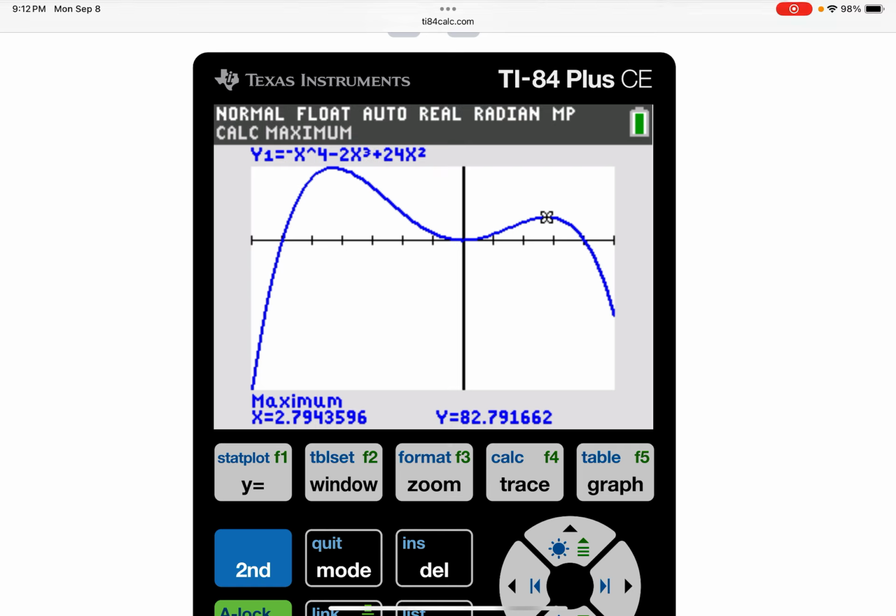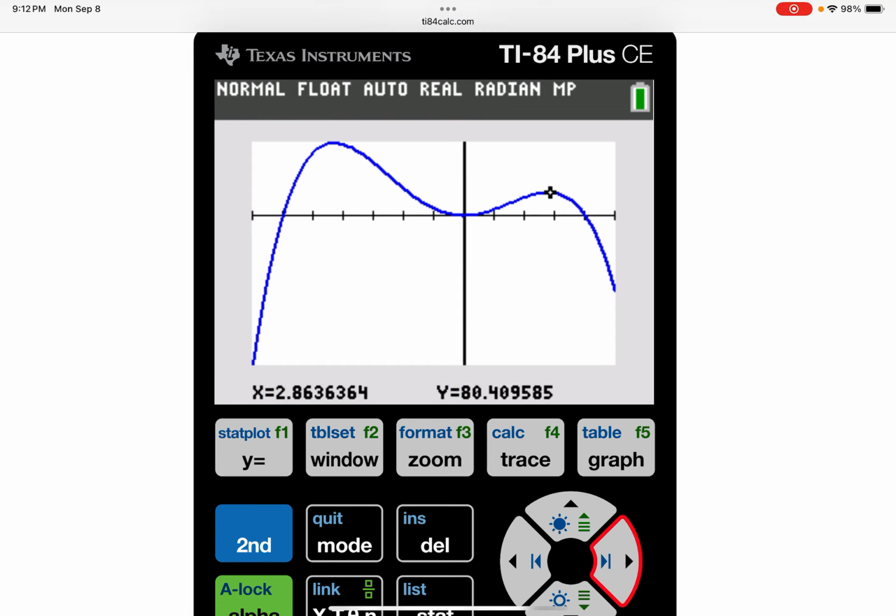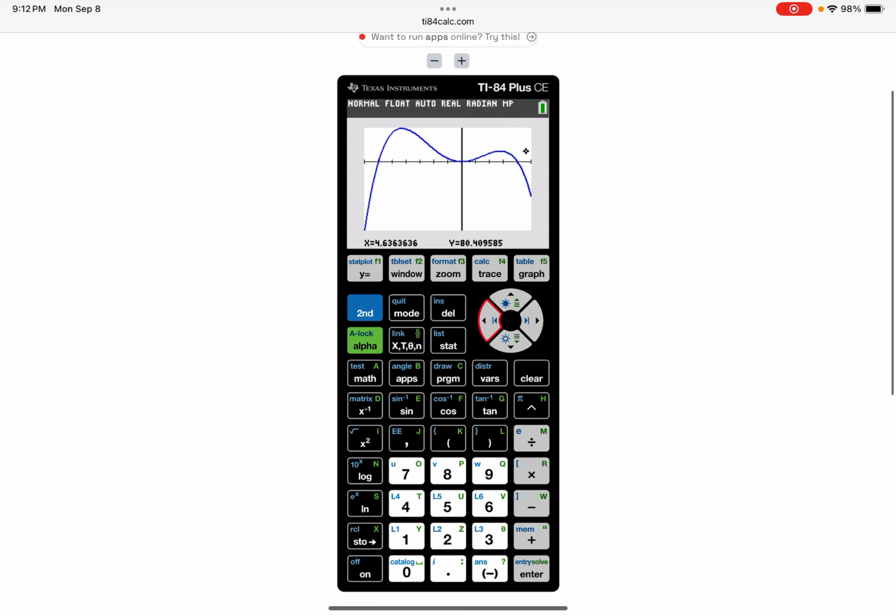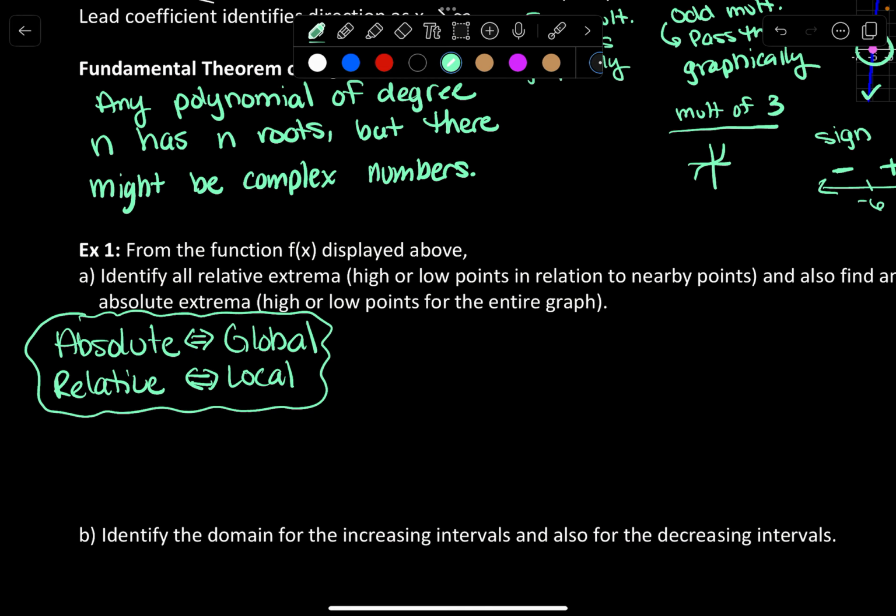And then at 0, we have a relative minimum. And then the last one we did was a relative max because it's the highest within the neighborhood of points around it, but it's not the absolute highest. And then same with the minimum at 0. It's the lowest point in that neighborhood, but because the function is going to -infinity, that is not the absolute lowest y value. So we'll go back to the notes.